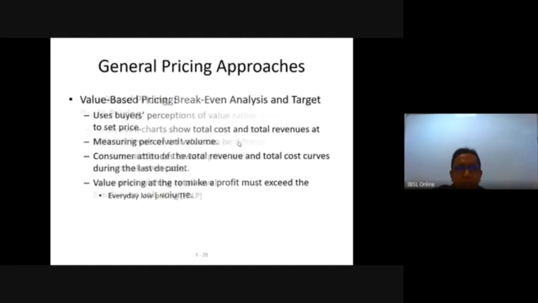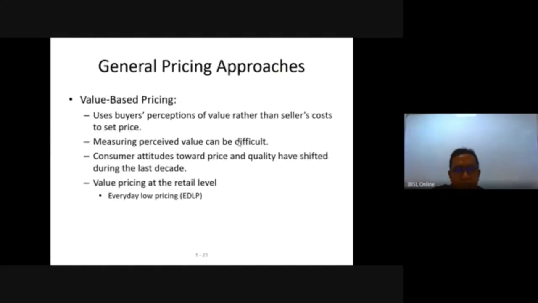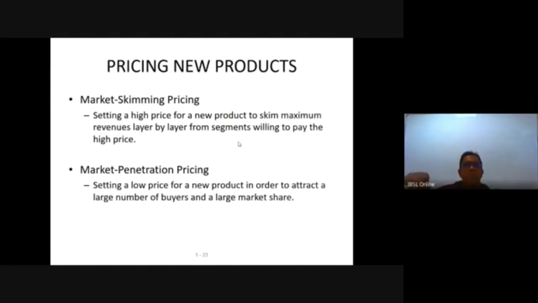So the three approaches to pricing are: one is cost-based, another is value-based, and the third is competition-based. So remember these three approaches. When you set prices, you look at the cost, the consumer perception, and the competition pricing. Those three are the general pricing approaches. And let's look at how to price new products. When a product is just launched, companies have two approaches.